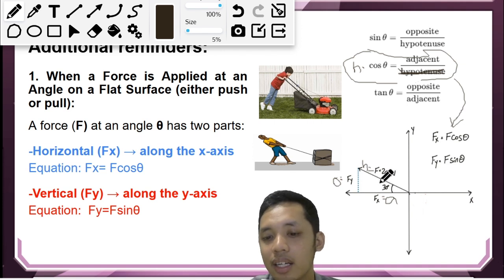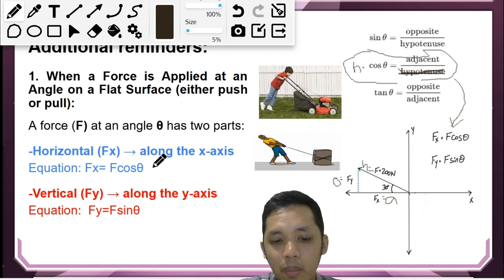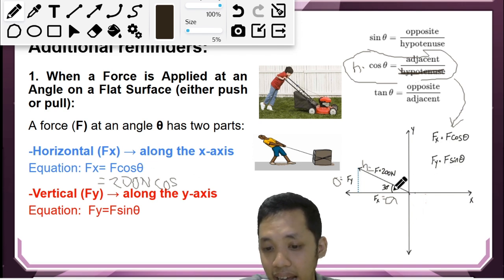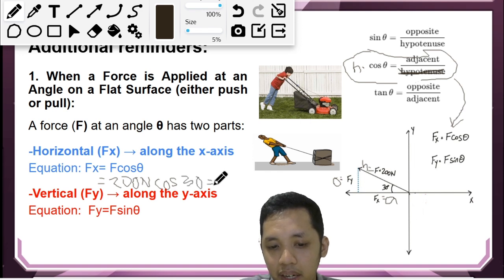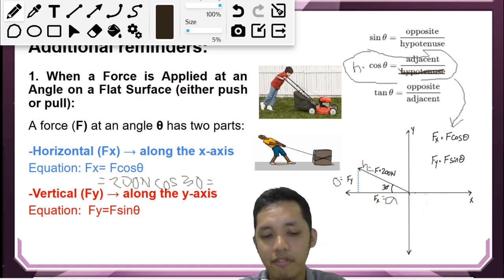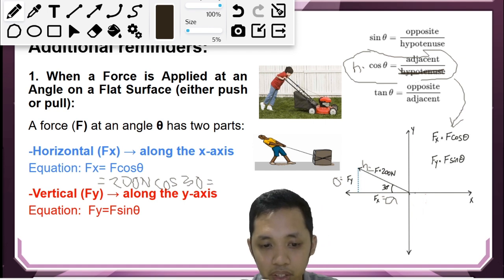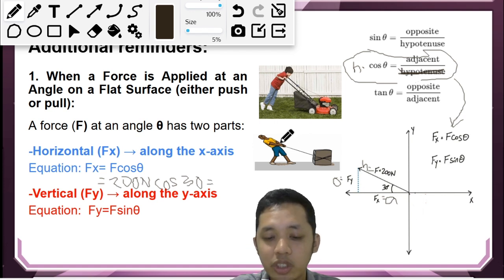So, if we will be getting the horizontal component, it will be f of x is equal to F, which is 200 newtons, times cosine, which is the angle, 30. There we'll get our f of x, which is the horizontal component of the force applied by this person.